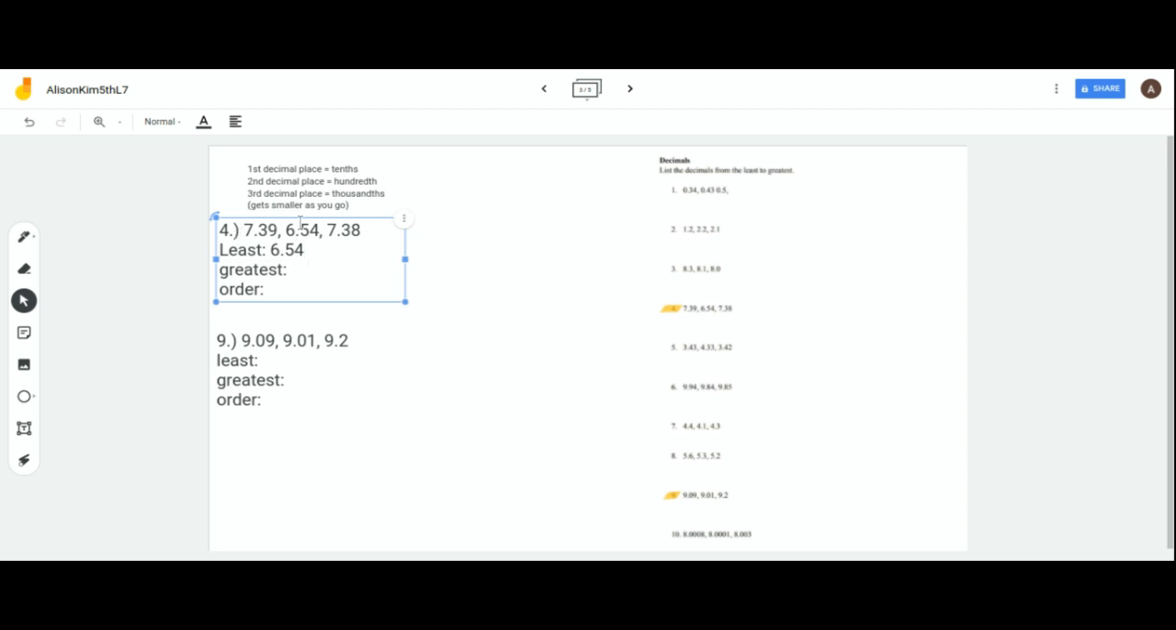Okay, now let's find the greatest. We said that 7 to 7 is the same, okay? And then we get the decimal point, and we get to the tenths place, right? And once again, the tenths place is 3 for both. So we have to move on to the next place, which is the hundredths place.